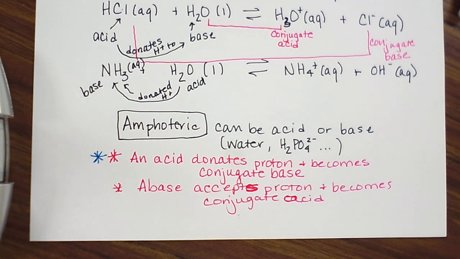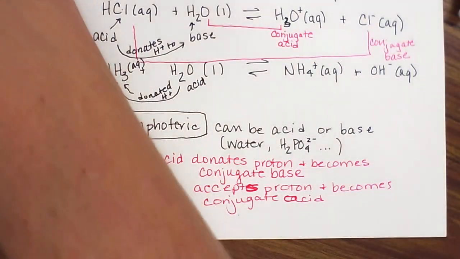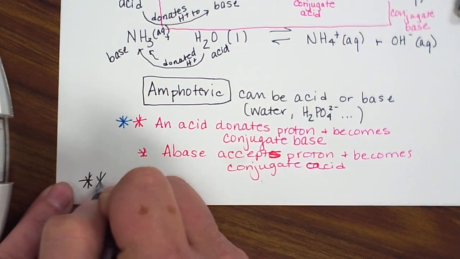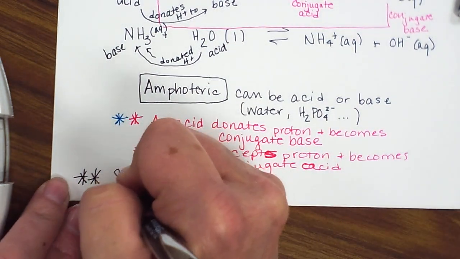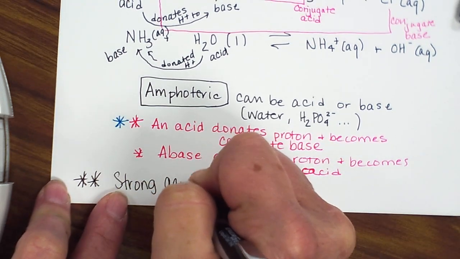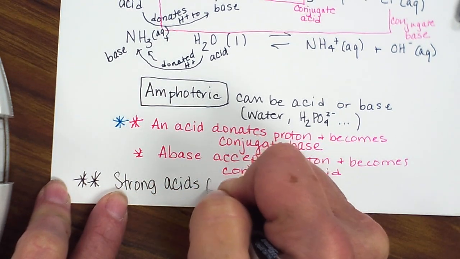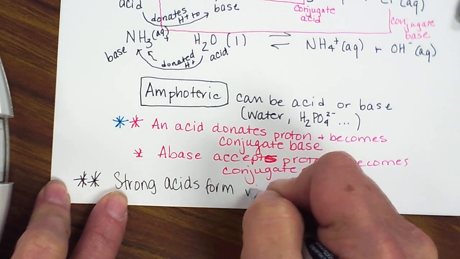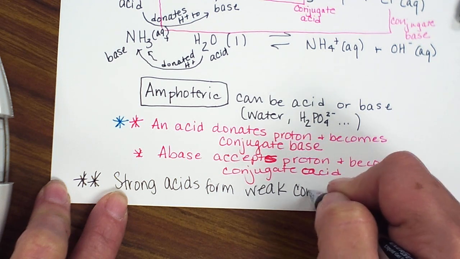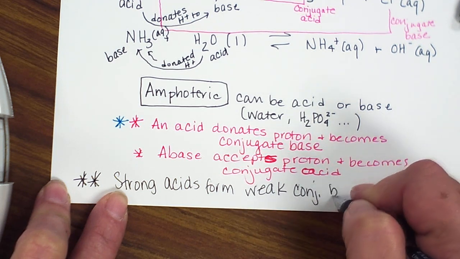All right, now, really important here is strong acids form weak conjugate bases, and I want to talk about that for a minute.